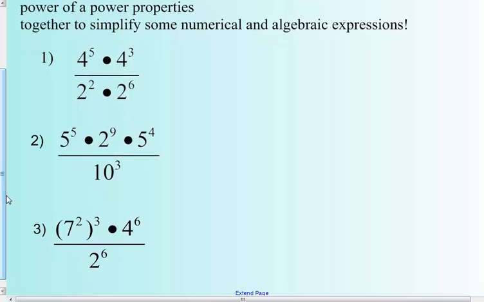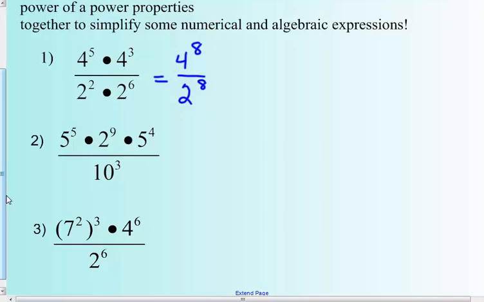So number 1, I see that I have the same base. This is a product of a power. The powers are different. This is a product of the power. So in this numerator, I am going to keep the base and add my exponents. 5 plus 3 makes 8. So I have 4 to the 8th power. In the denominator, I also have a product of a power. Same base, keep the base, add those exponents.